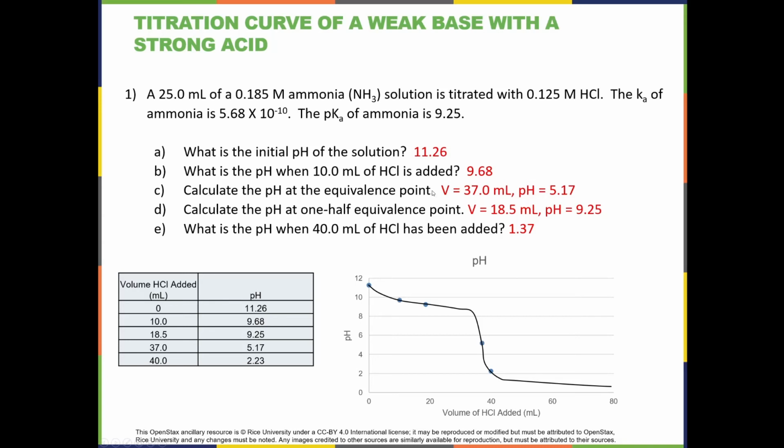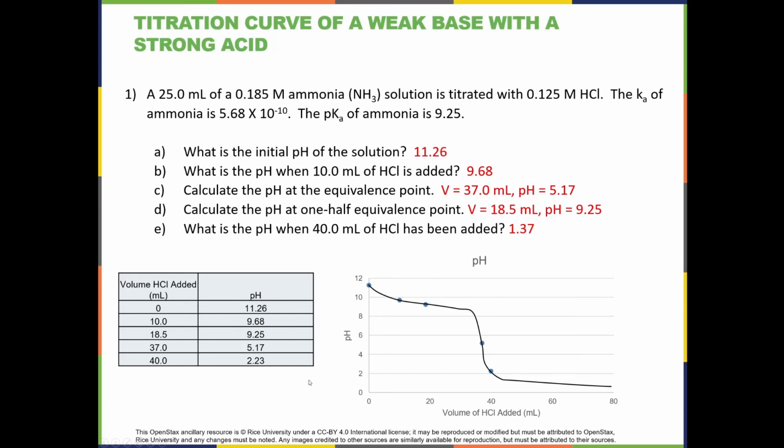At the equivalence point, which is a volume of 37 milliliters, we solve for a pH of 5.17, which, as we talked about, is less than 7 because what was in solution was NH4+, which is a weak acid. So we had a weak acid in solution, so therefore we had a pH of less than 7.